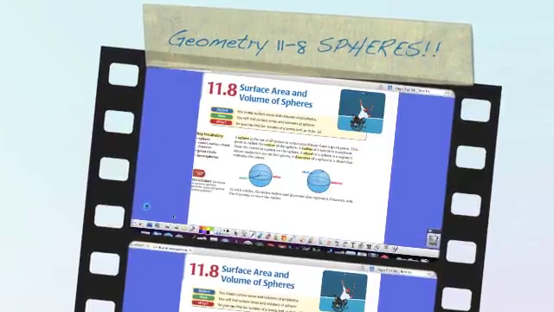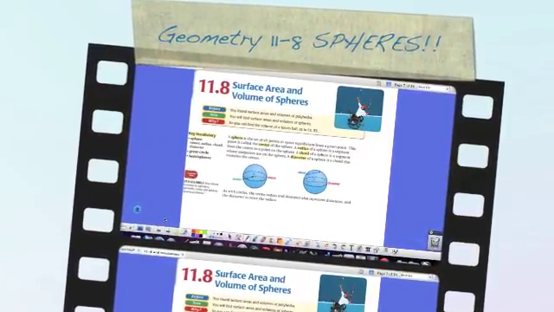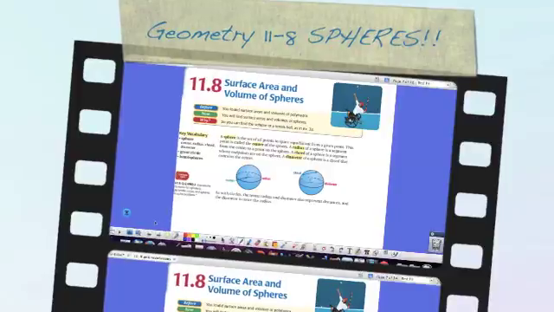Okay, so welcome to lesson 11.8, surface area and volume of spheres.